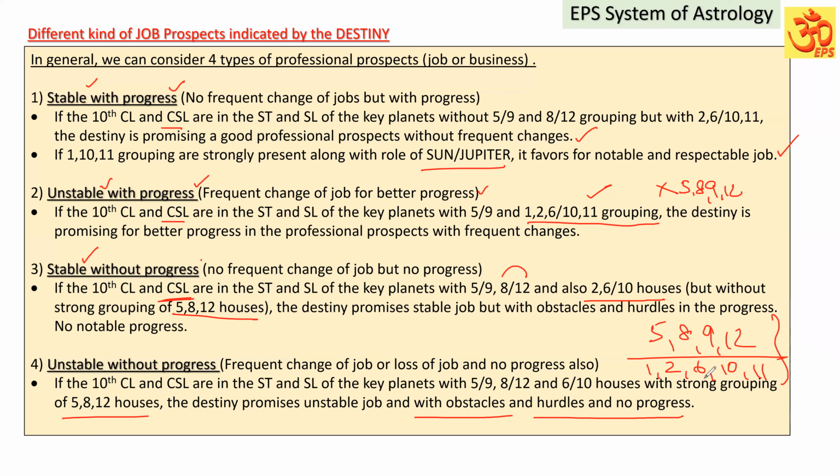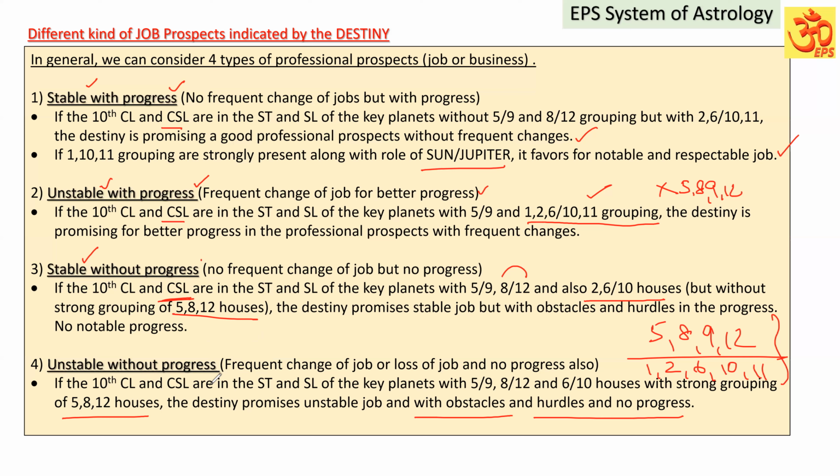These two are good because progress is present. Unstable with progress is a separate case, but progress is there. Sometimes stability will be there but without progress, so when compared to the others it has some weakness. There will not be a loss of job, and stability will be there in the job, but progress will not be there. Here, unstable and without progress is the worst one. Based on that, each and every native will fall into one of these kinds of job prospects.